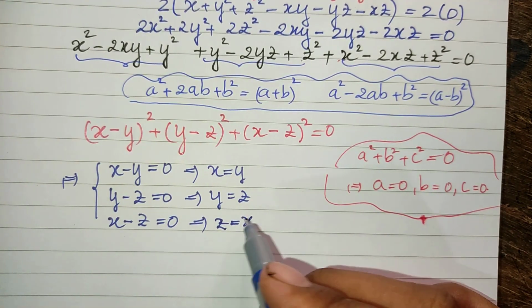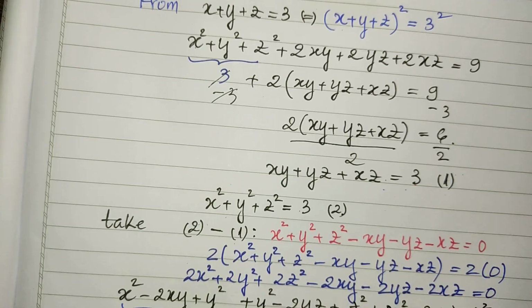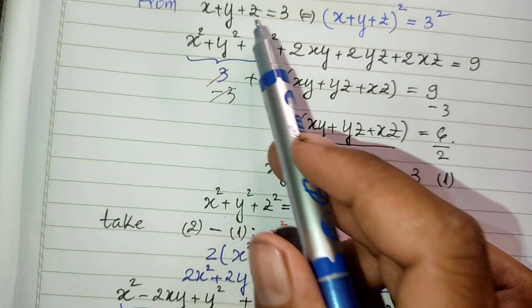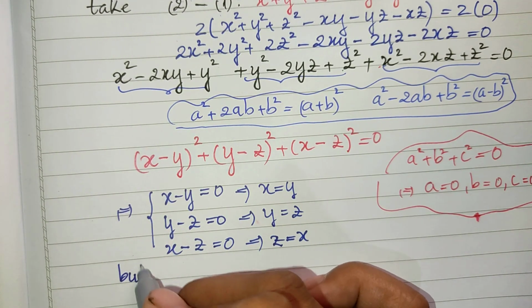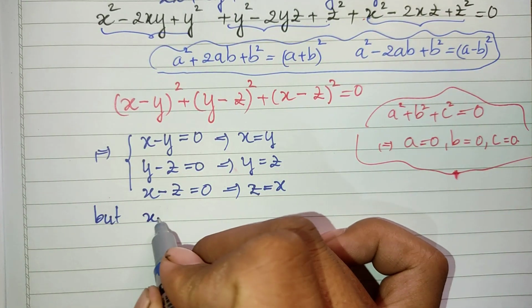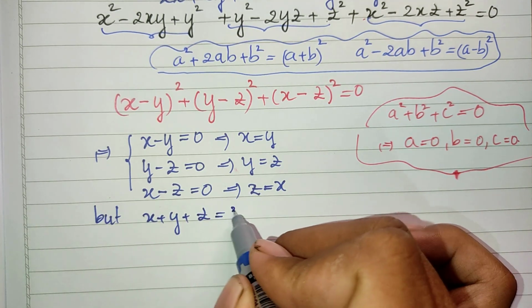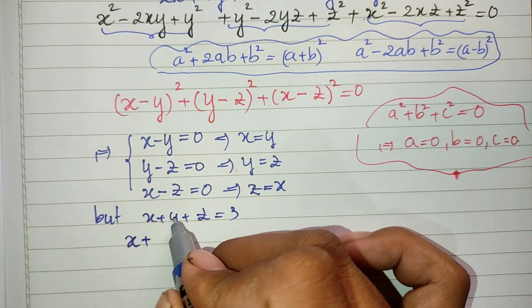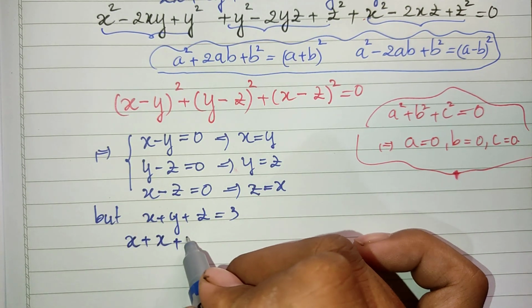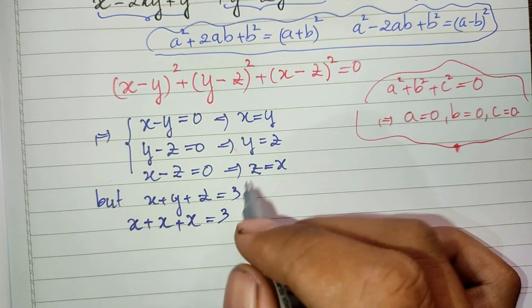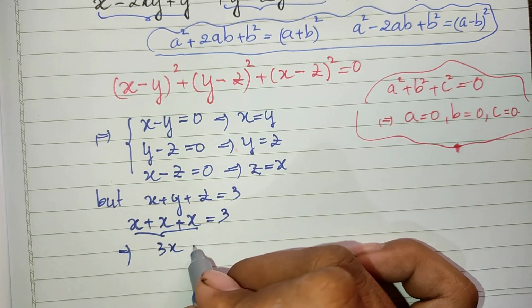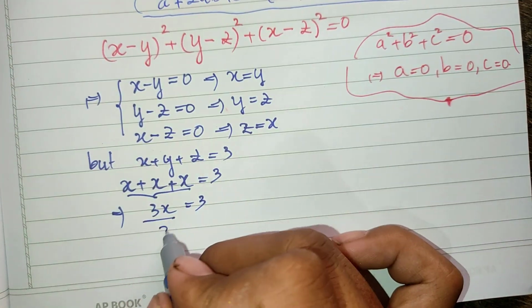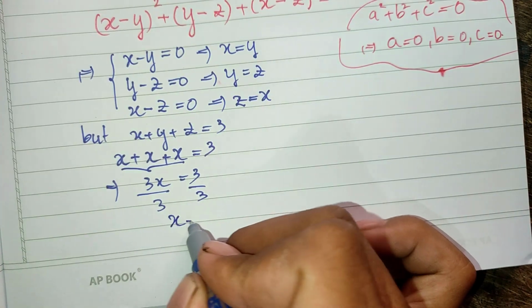Now we replace this in the equation. We know that x plus y plus z equals 3. So I replace y by x and z by x, which gives 3x equals 3. Now I divide both sides by 3, so we get x equals 1.